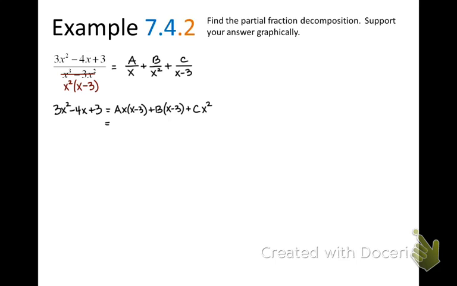So I'm going to have ax squared minus 3a plus bx minus 3b plus cx squared. Okay, now what? Yes, there should be. I'm sorry. Let me squeeze that in. So 3ax plus. Thank you. All right, now what do I do?